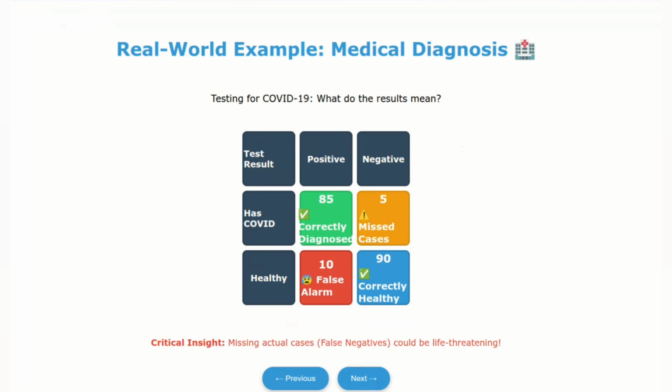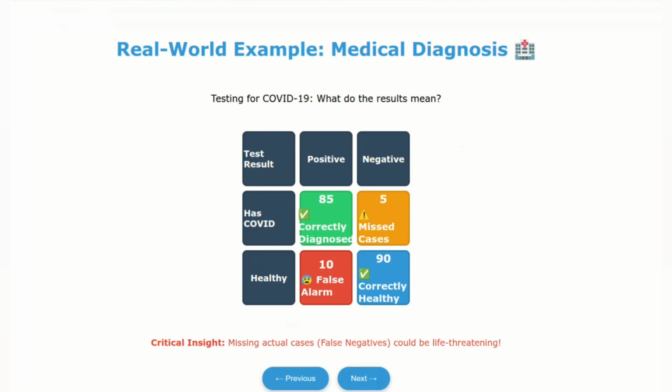Now that we know the components, let's learn how to read the matrix effectively. The rows represent the actual true labels, while columns represent our model's predictions. Looking at this example matrix, our model correctly identified 85 positive cases, true positives. It correctly identified 90 negative cases, true negatives, but it incorrectly labeled 10 negative cases as positive, false positives, and it missed 5 positive cases, labeling them as negative, false negatives.